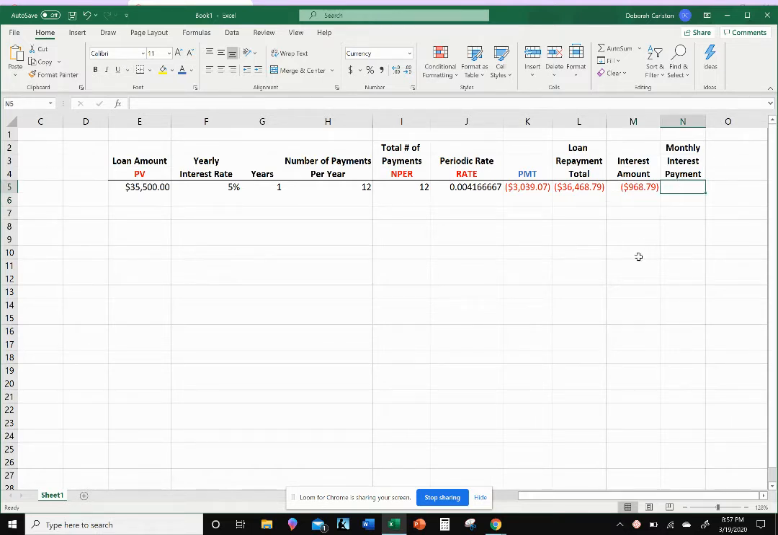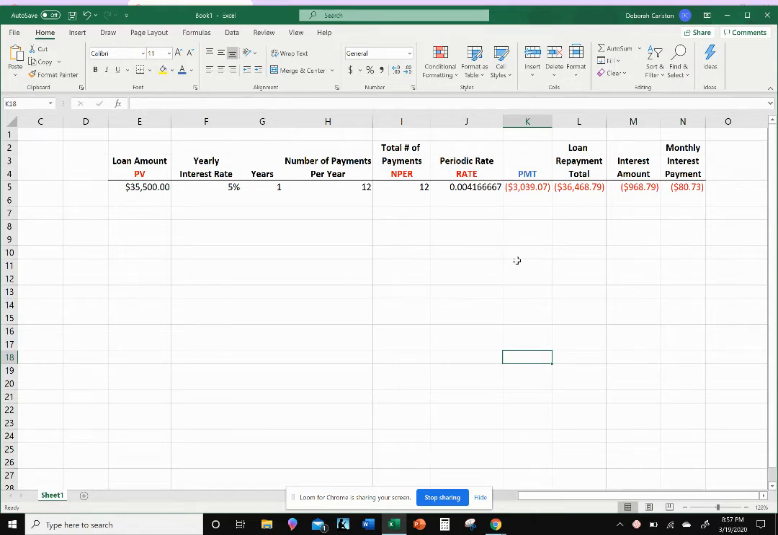And my total interest monthly payment is going to be my interest divided by my number of payments. So equals this cell divided by total number of payments, enter. So there I've got some really great information.